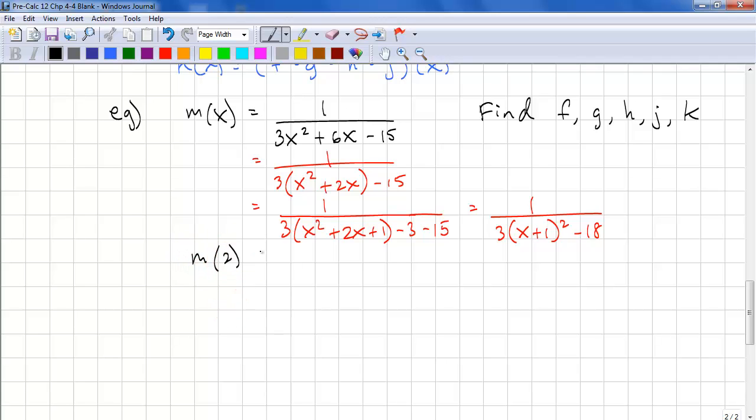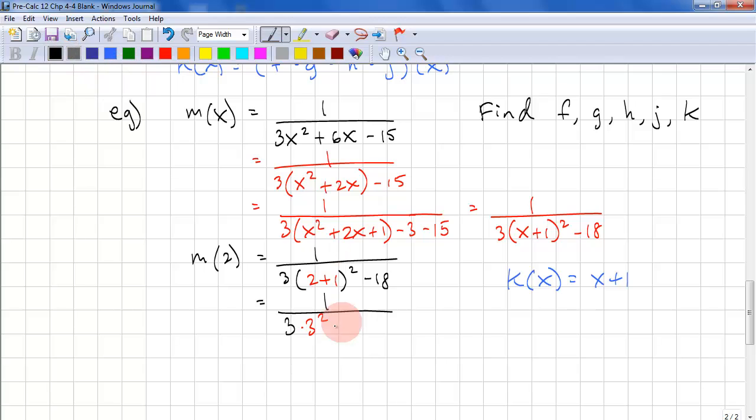Again, we want to just pick a random number. Usually a number that doesn't result in 0 is going to be more interesting to work with. So our first step is 2 plus 1. This means our k of x equals x plus 1. Next step. We take the result, and the next operation we do is squaring. So this is 3 squared. Therefore, j of x equals x squared.